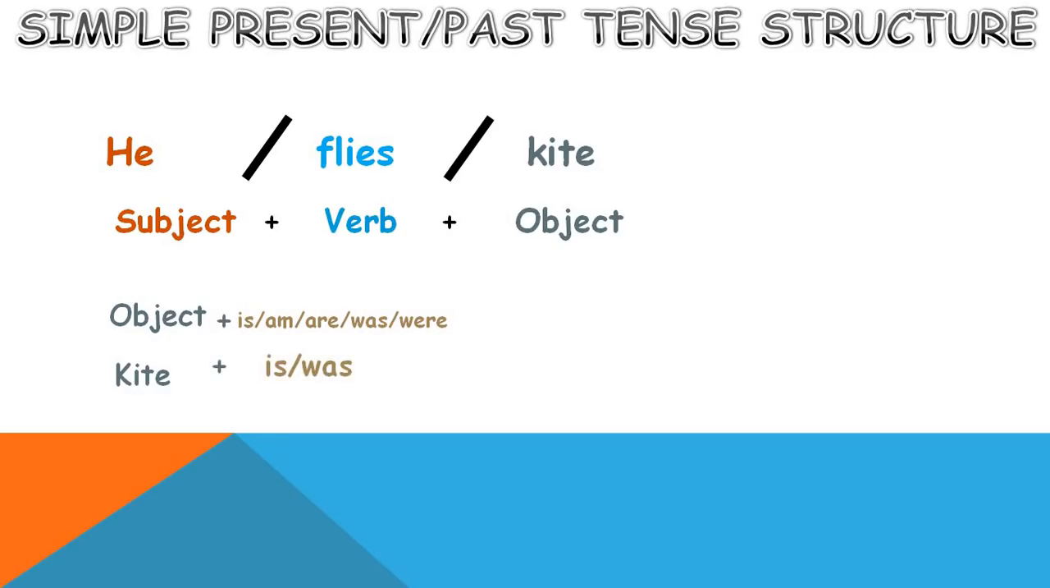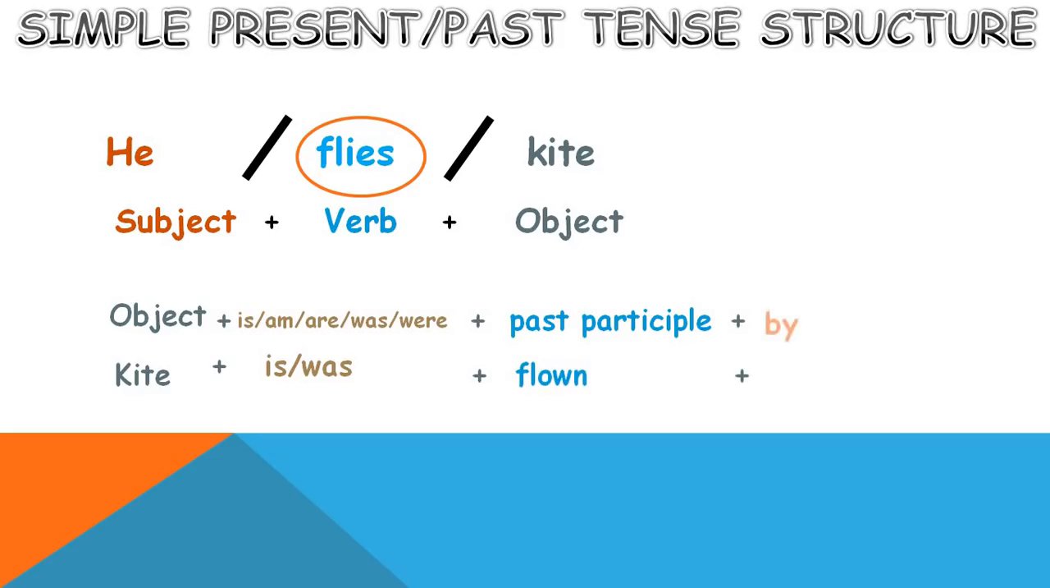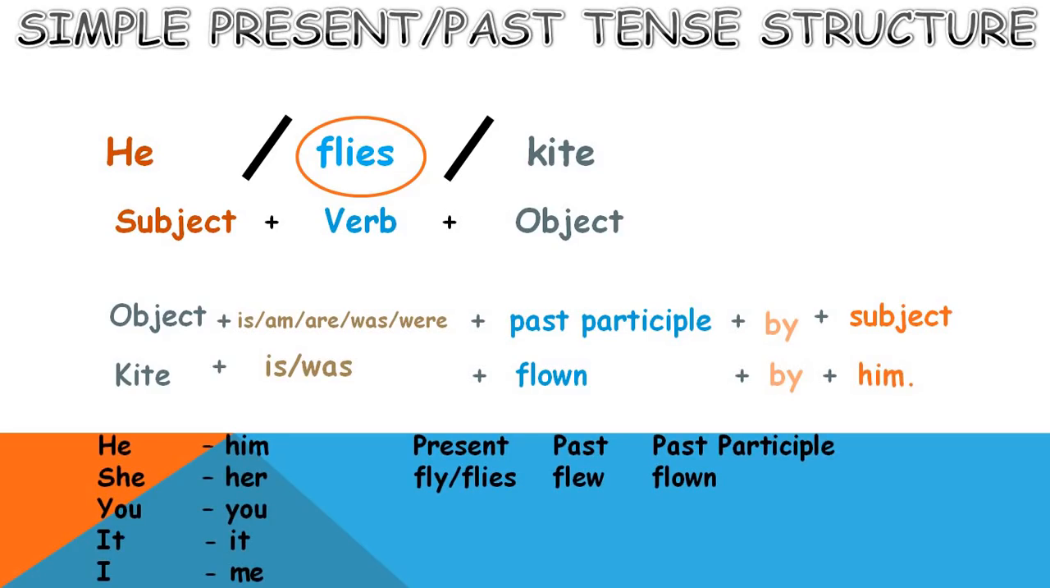If the sentence had been past tense, like he flew kite, then you will use was, plus the past participle of the verb. In this case, the verb is flies, so that means fly. The past participle of fly is flown, plus by, and then comes the subject. Here the subject is he, it will become him. Keep in mind that in the active voice, if you have he, in the passive voice it will become him.